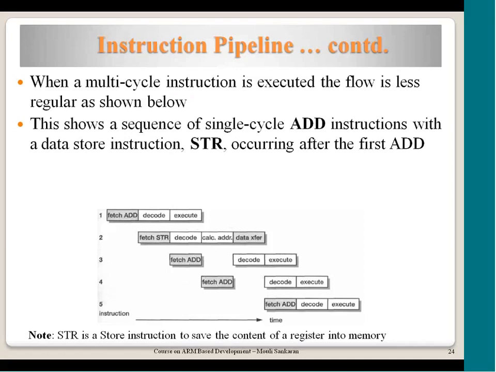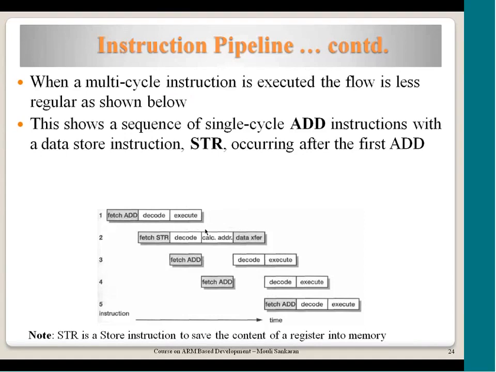Now assume that there are other add instructions following after the store instruction. Now let us go through it. An add instruction takes a single cycle. They go through this and complete after the third cycle. Whereas the store instruction takes one more additional cycle.